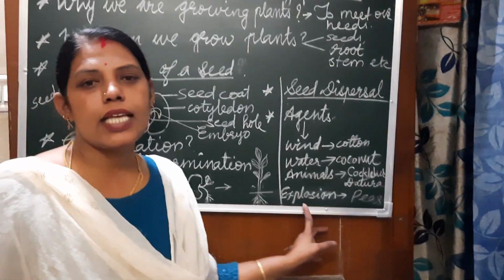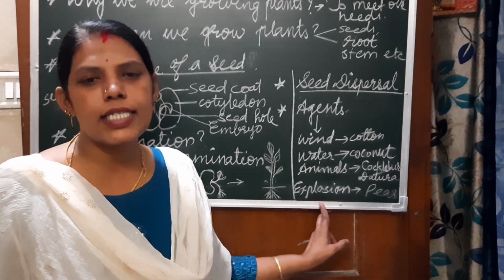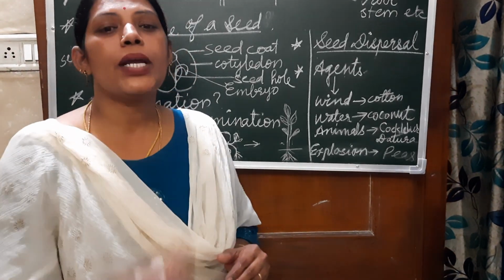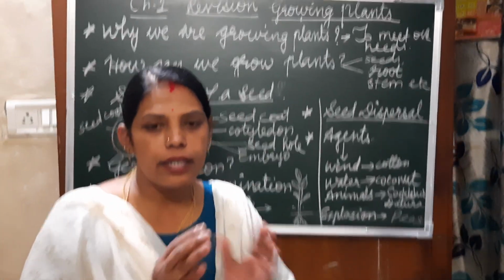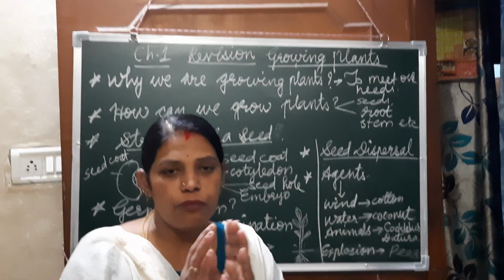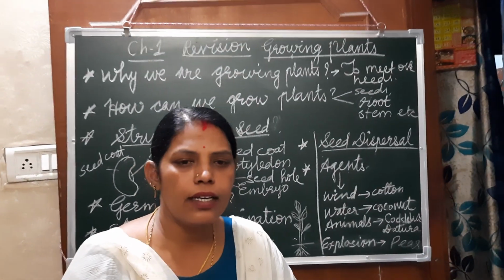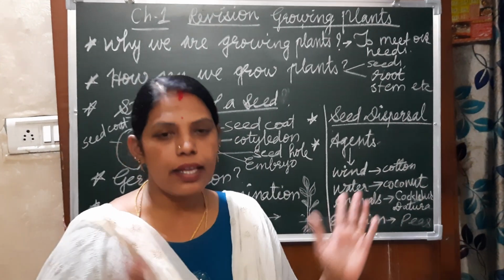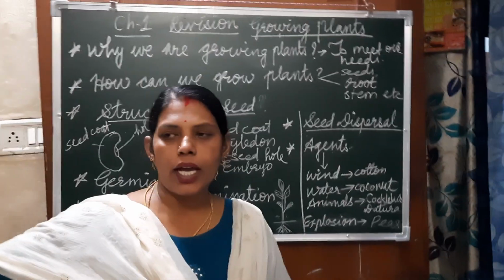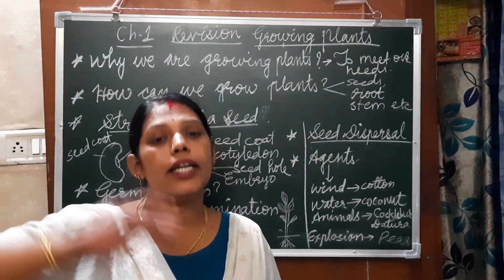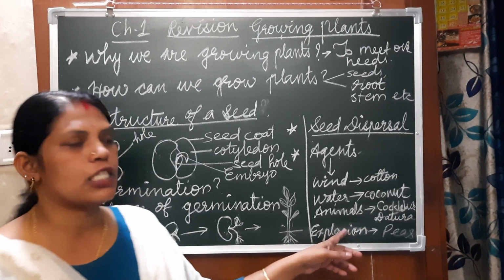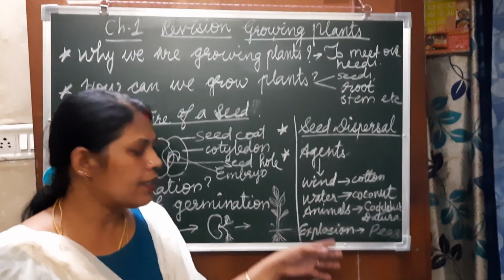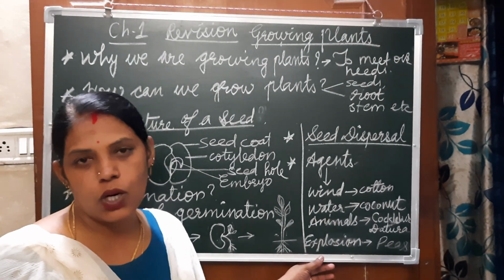And then the last one is explosion. Explosion means the plant itself gives a pressure upwards. Then the seed becomes dry, and with that pressure, with force, it bursts out. Then the seed comes out and falls a very long distance away. Understood? That is explosion. Peas and beans disperse by their own force, and that is known as explosion.